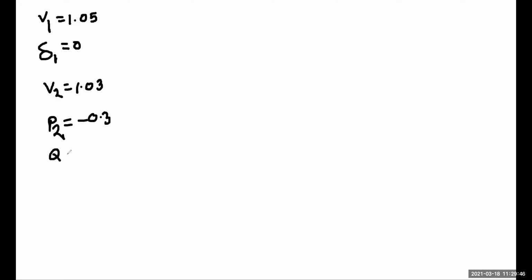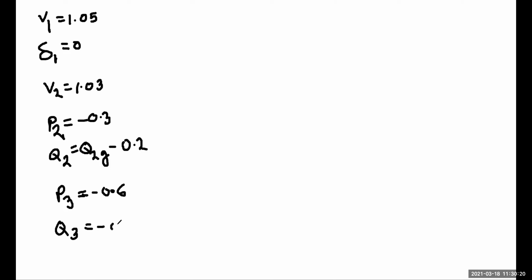Your Q3, no, not Q3, Q2 actually. This is generation minus 0.2. This is the load. Then what? Then your P3 is minus 0.6. Your Q3 2.5. Now, what are the things that are unknown?